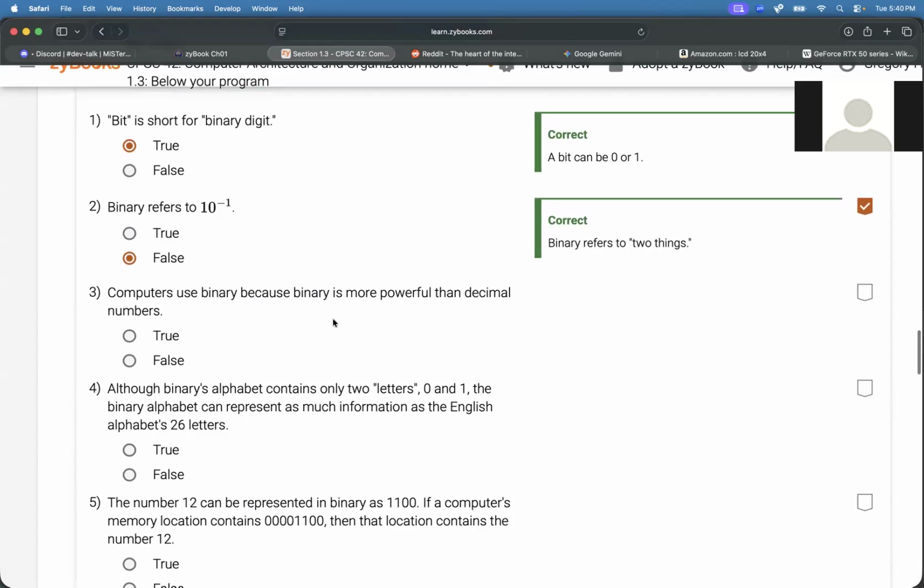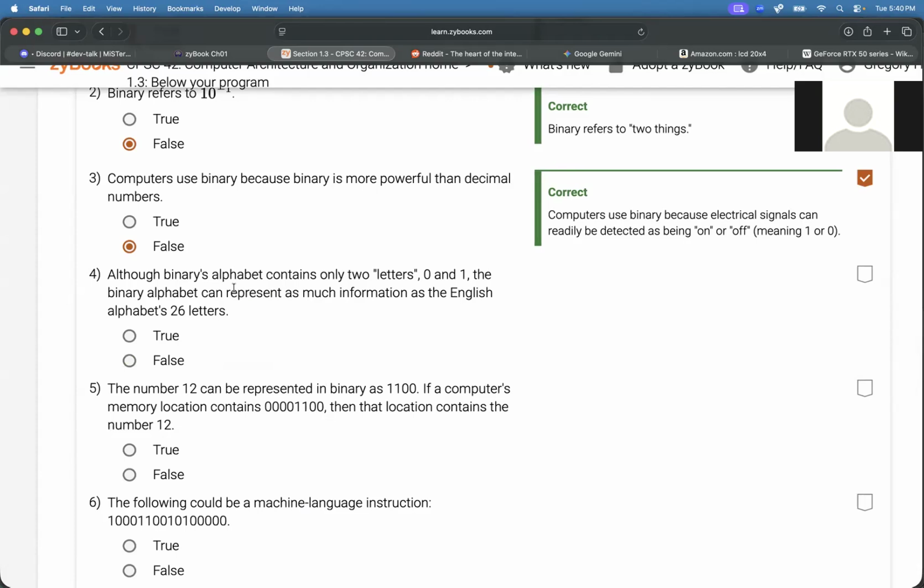Computers use binary because binary is more powerful. No, they use binary because they want to make a computer that just uses electricity on, electricity off, right? Two possible values.